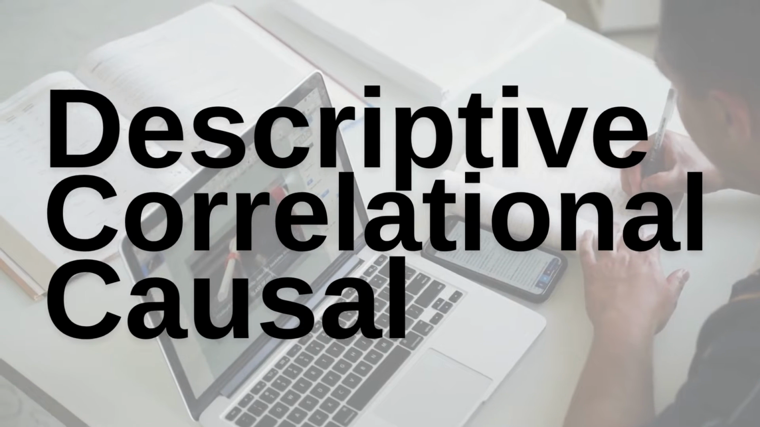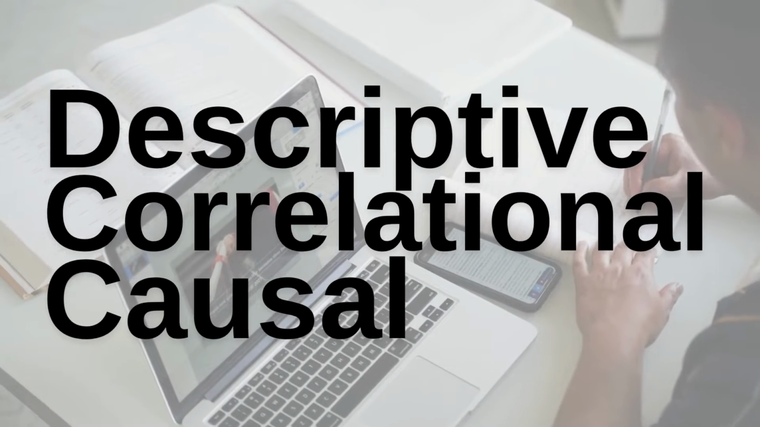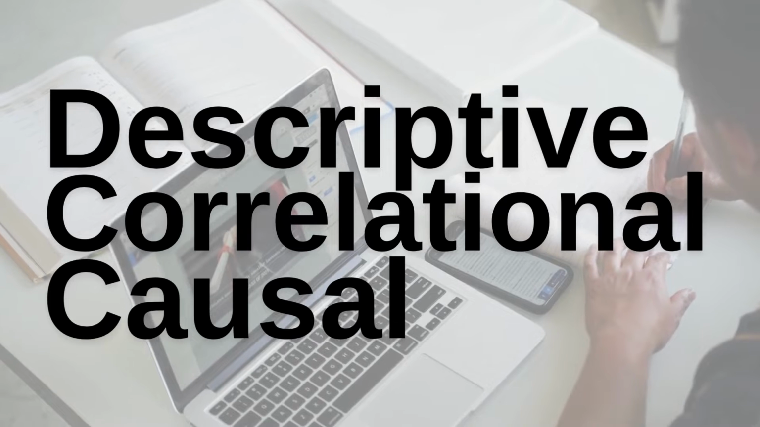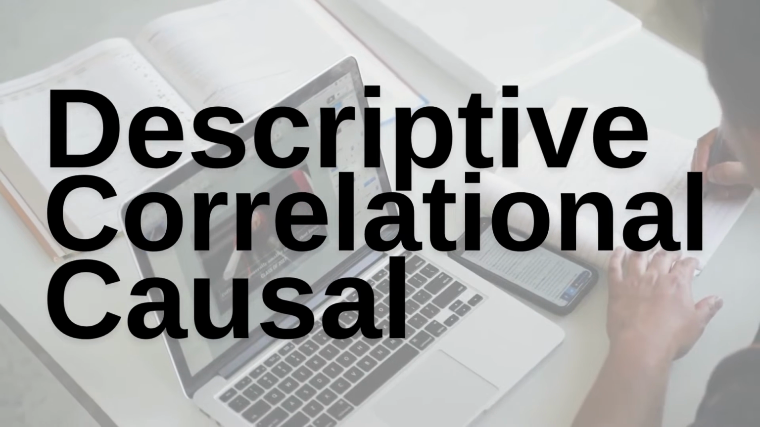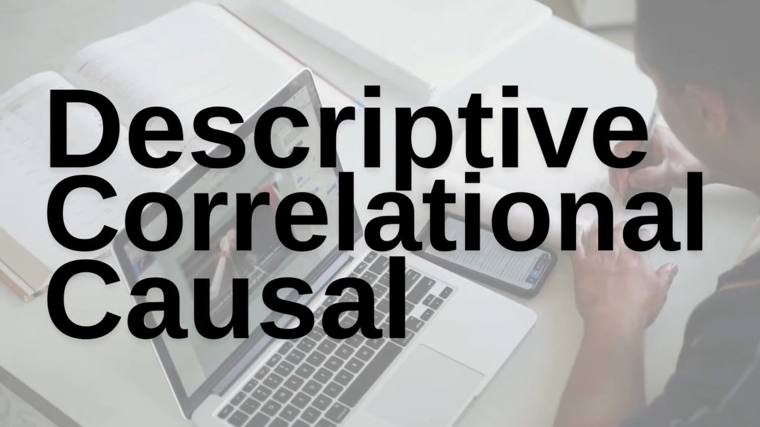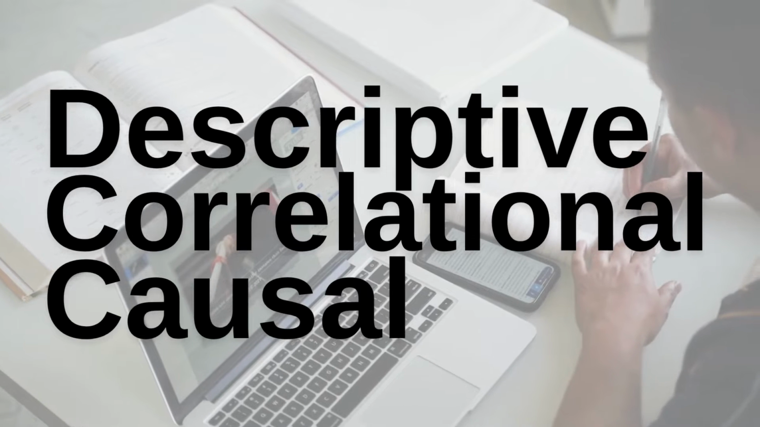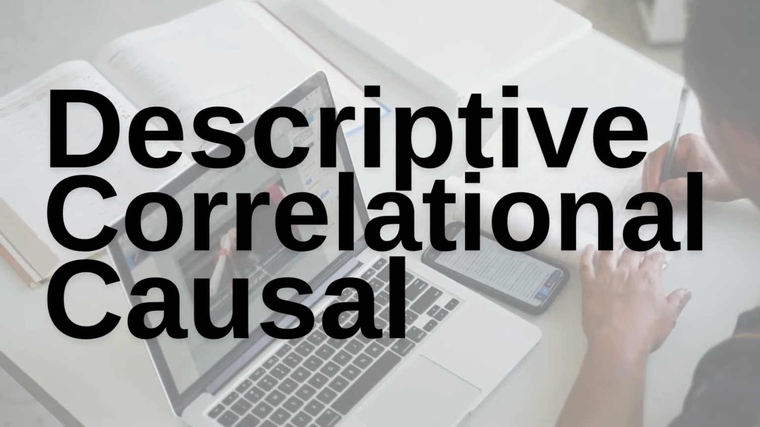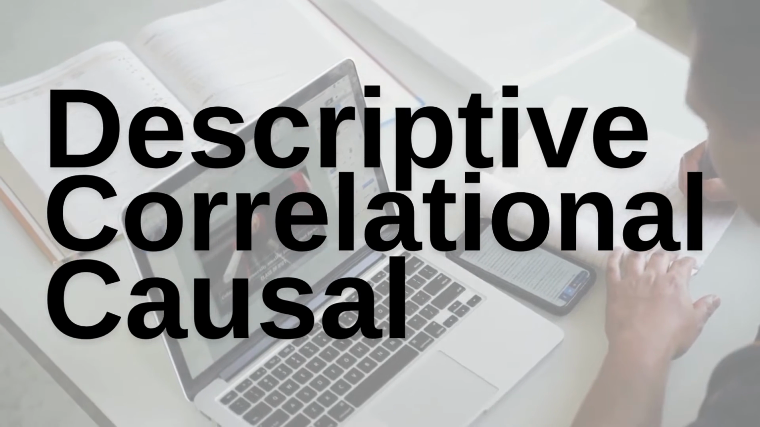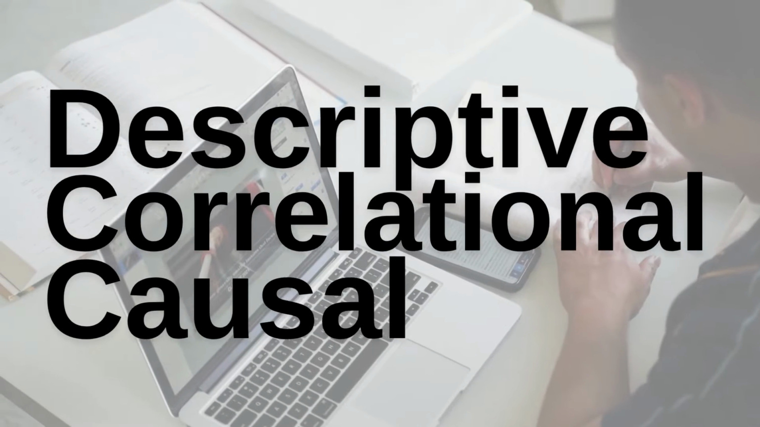Research design is the blueprint of a study, guiding how data is collected, analyzed, and interpreted. Among the many types of research designs, descriptive, correlational, and causal research are three of the most commonly used. Each serves a different purpose and is used depending on the research objective.